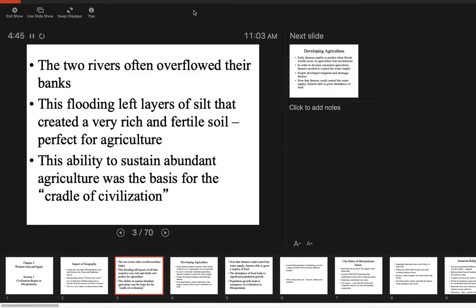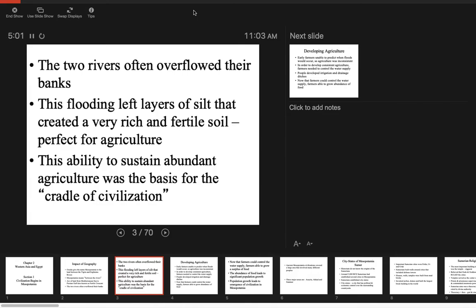This ability to sustain abundant agriculture was the basis for the cradle of civilization. That last bullet point is a test question. How do we create civilization? We have more food than we need. That is the necessity to create civilization.